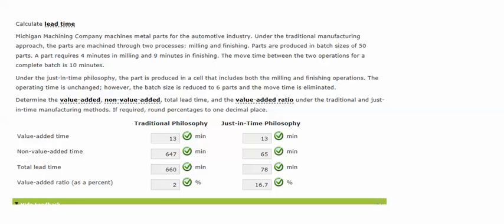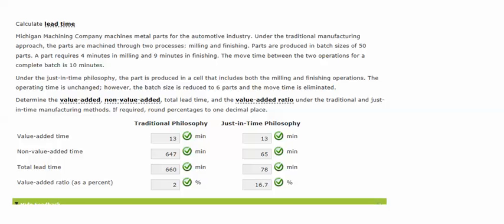A part requires 4 minutes in milling and 9 minutes in finishing. The move time between the two operations, per batch, is 10 minutes. Under the JIT philosophy, the part is produced in a cell that includes both the milling and finishing operation. The operating time is unchanged. However, the batch size is reduced to 6 parts and the move time is eliminated. Determine the value-added and non-value-added total lead time and the value-added ratio under the traditional and JIT, just-in-time manufacturing methods. If required, round to the nearest decimal place.